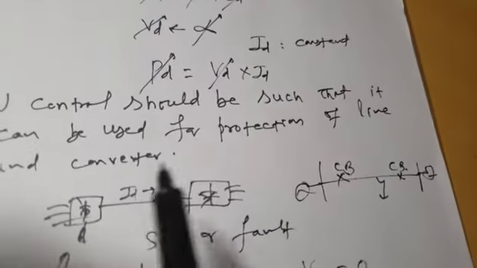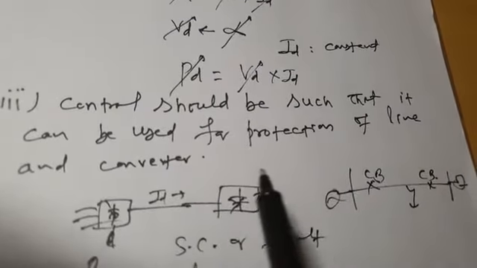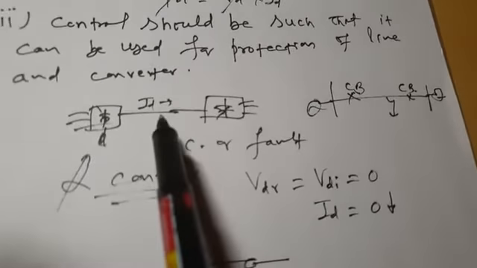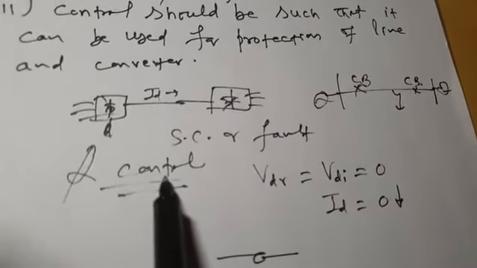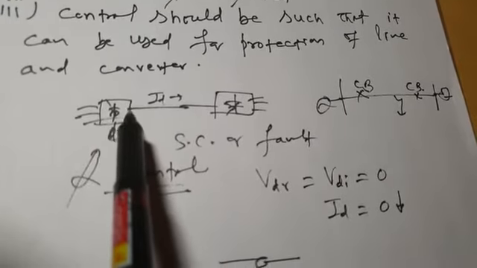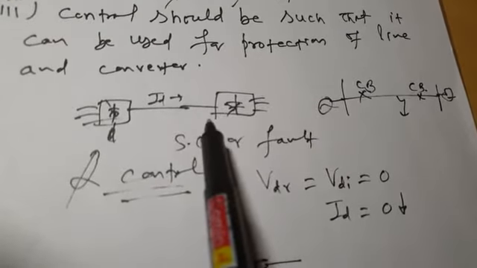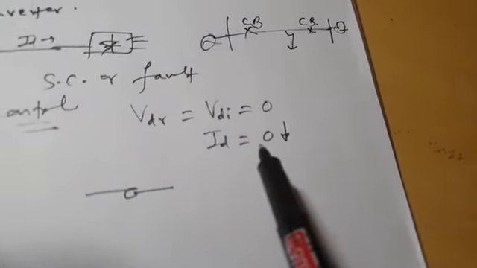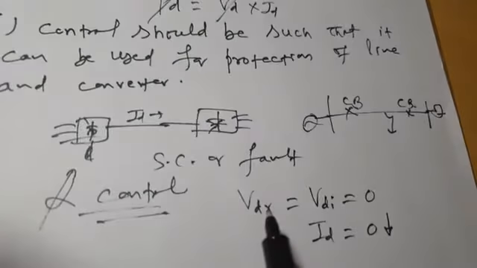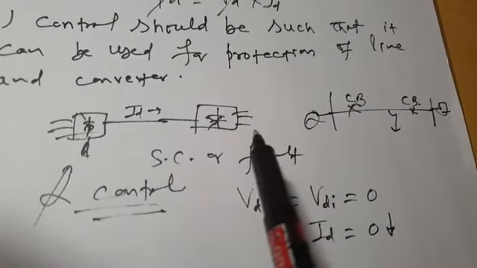And finally, your control should be such that it can be used for protection of line and converter. If a fault occurs, we don't have any circuit breaker, so your alpha control should act very quickly, and it should reduce the rectifier side voltage and inverter side voltage also, such that in the worst case the two voltages are zero and current is not allowed to rise. And when the fault condition is over, normal operation begins.